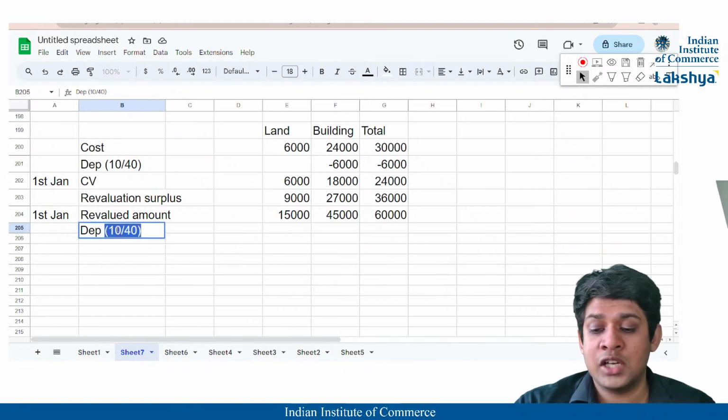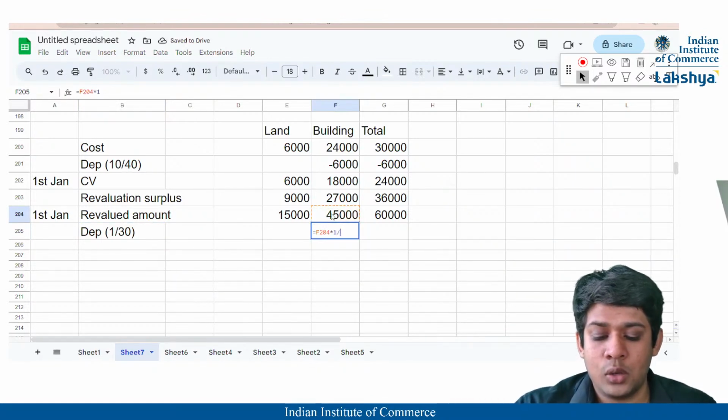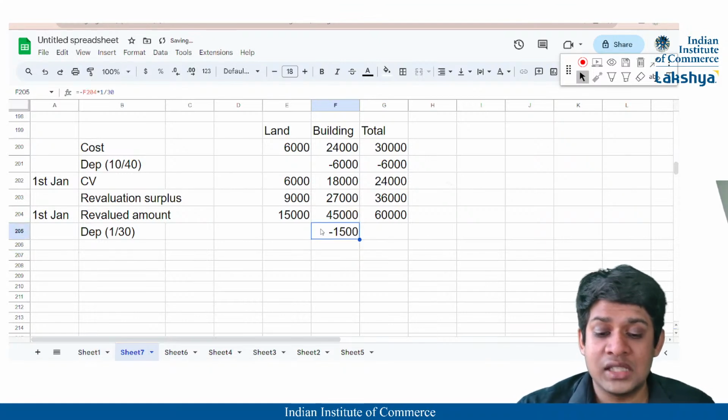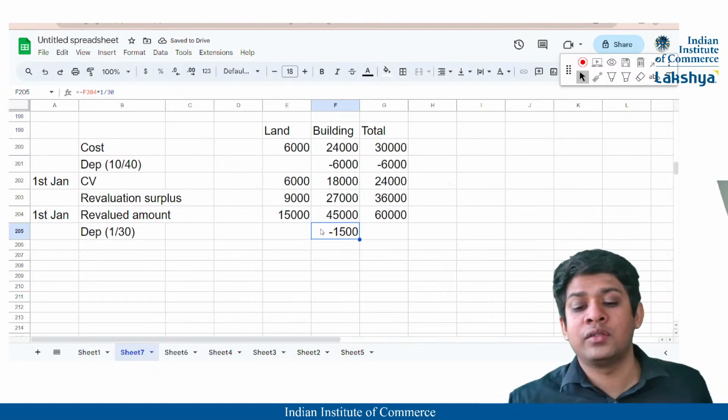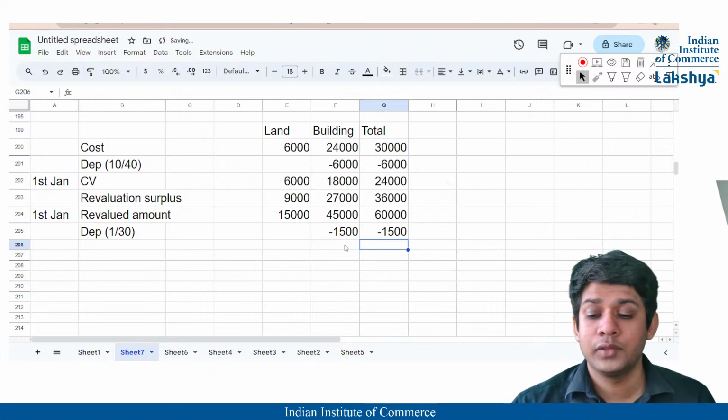So now I'll charge depreciation on the building only, okay? On the building, I will charge 1 year of depreciation divided by 30 years of useful life, which is the remaining useful life, because the useful life remains unchanged. So 45,000 into 1 divided by 30 years of useful life. My depreciation for this year after the revalued amount of the asset is 1500, right?